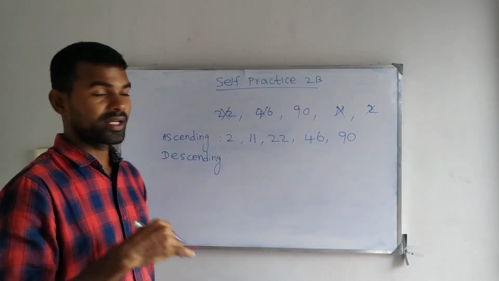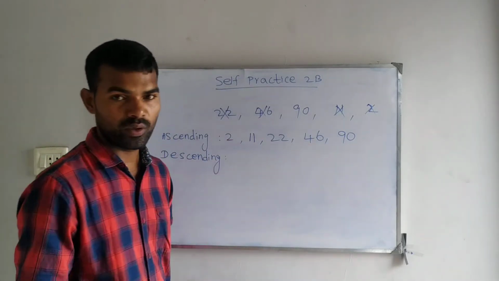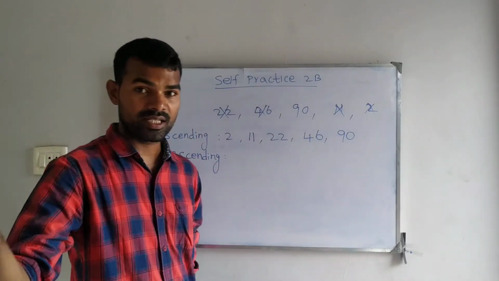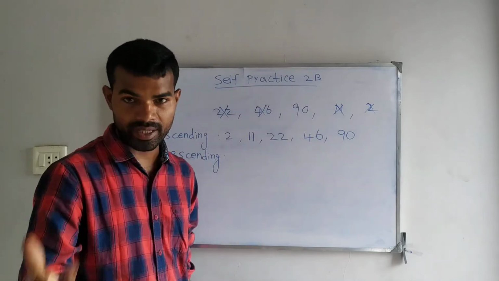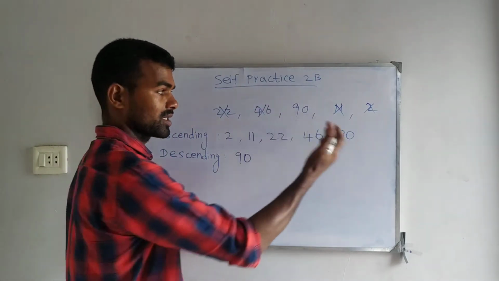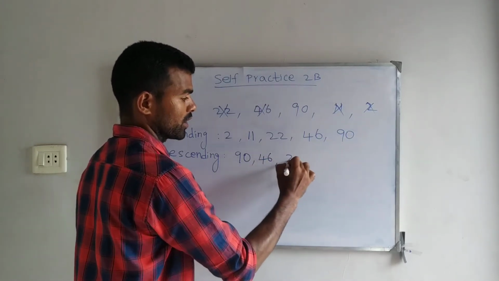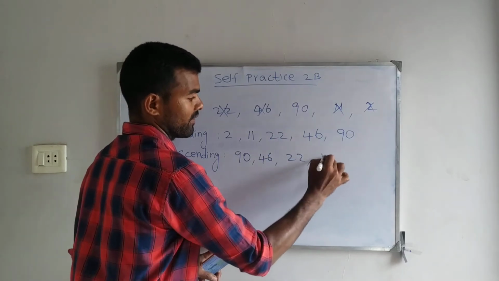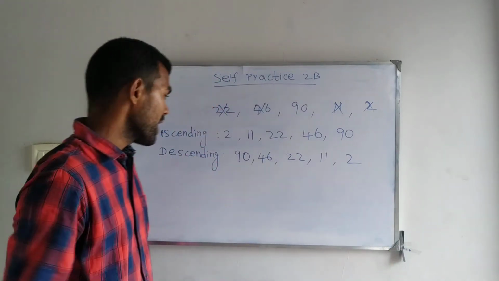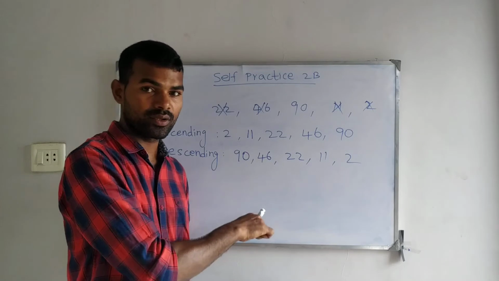Now for descending order, out of the given numbers, we first find the greatest number. What is the greatest number? 90 is the biggest number. First write the biggest number, 90. After 90, the next smaller number is 46. Next is 22, next is 11, and the last, smallest number is 2. Ascending order is small to greater, and descending order is greater to smaller.